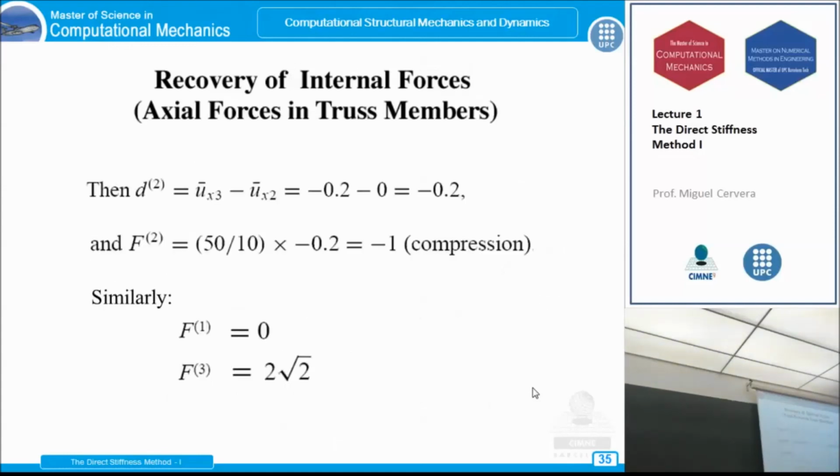Okay? Now, the elongation is this minus this, this. It's a negative elongation, means it is a shortening. This is the E, A, and this is the L, and this is minus 1. This is the axial force in compression. And this is for the other two. Okay? And that's it. End of the class.